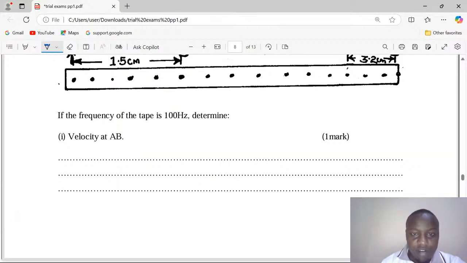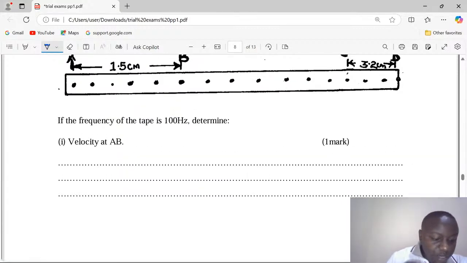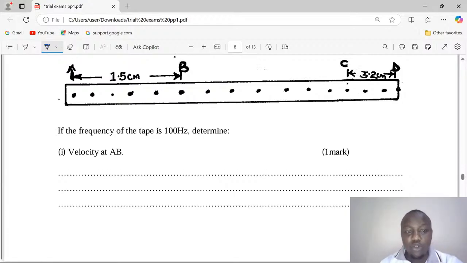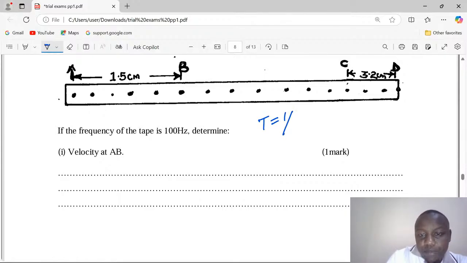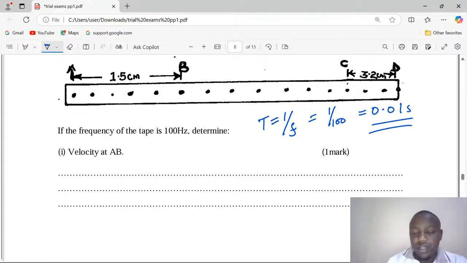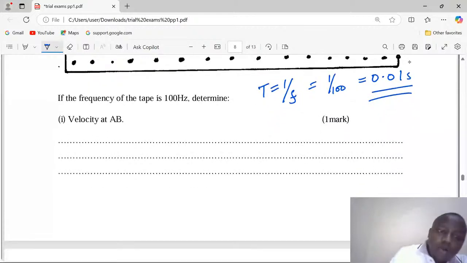Now, for us to determine velocity, we're supposed to know periodic time first. The time taken for the ticker timer to make a dot and a consecutive dot is called periodic time. So periodic time T is given by the reciprocal of f. This will be 1/100, which is going to be 0.01 seconds.